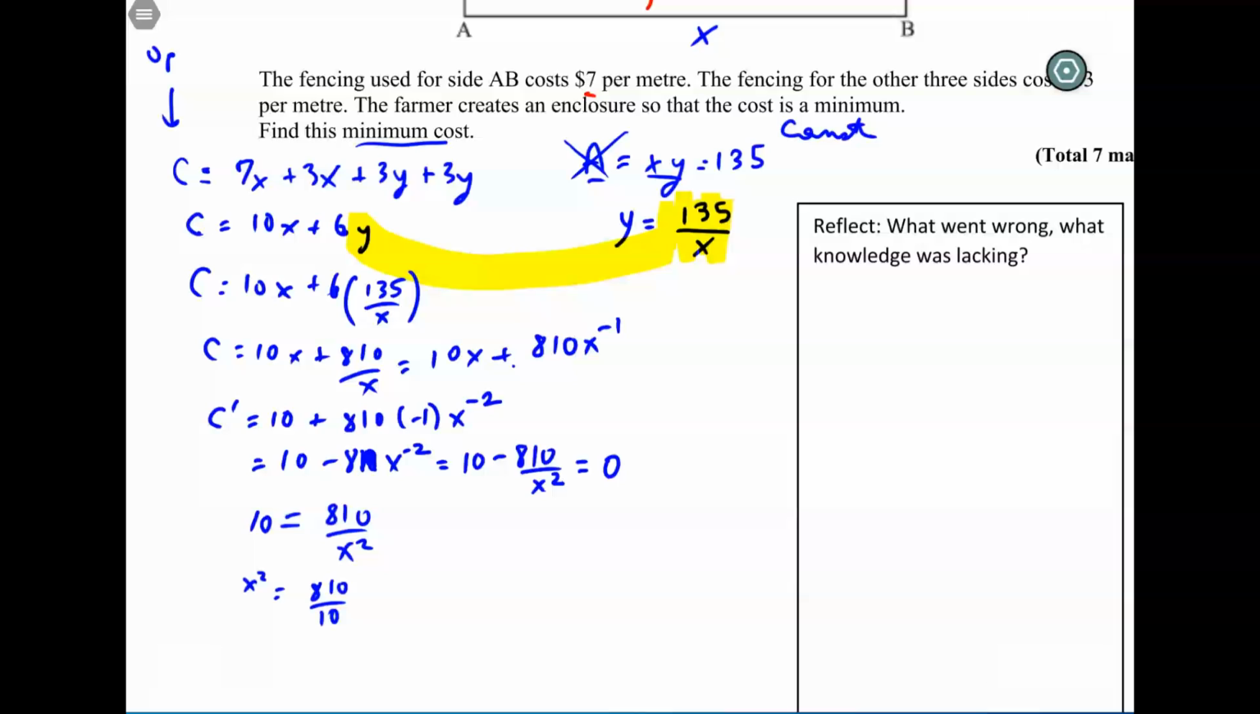Okay, and then I divide both sides by 10. That gives me x squared equals 81. Whoa, x squared equals 81. That's a perfect square. X equals 9.